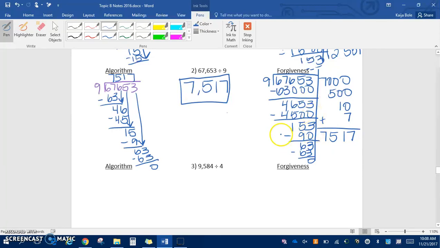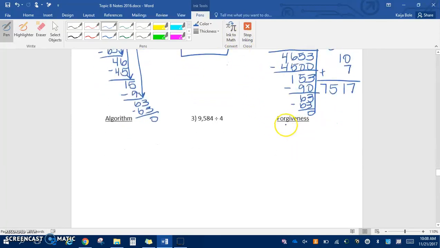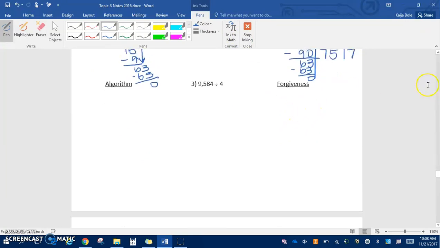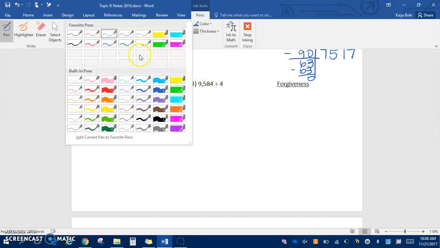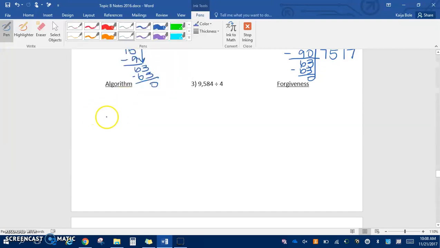Alright, so we're going to do one more problem altogether here on this page. So I'm going to erase, I don't need to erase actually. So number 3 is 9,584 divided by 4. So first, I'm going to set up my algorithm. Leave some room. 9,584 goes on the inside. 4 goes on the outside.